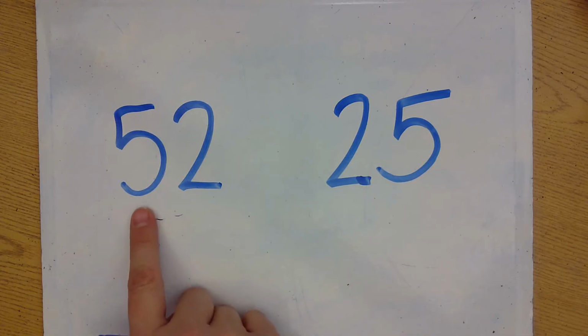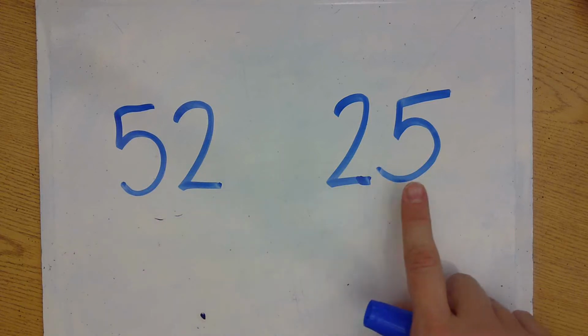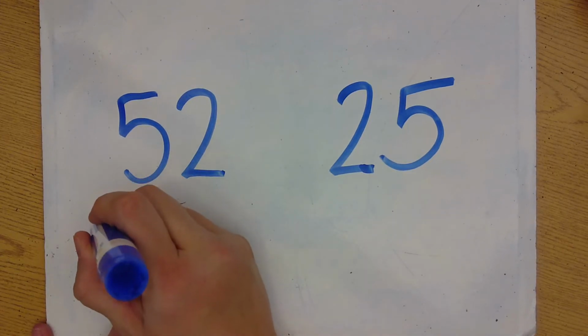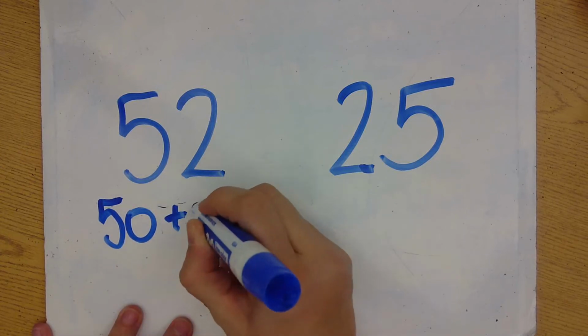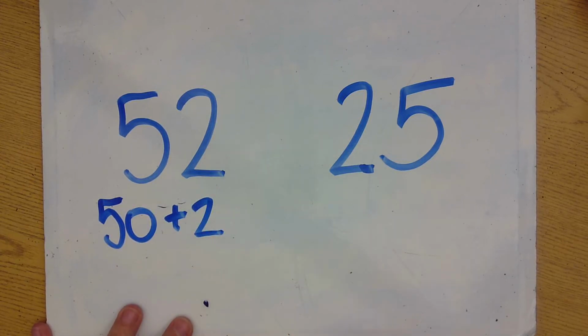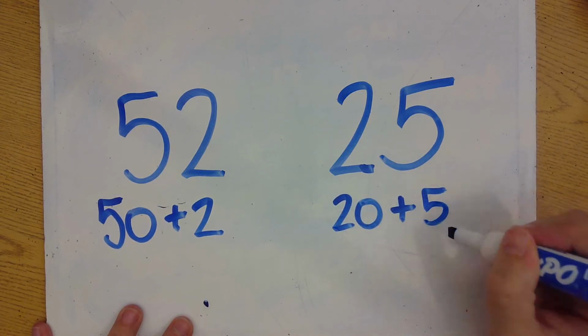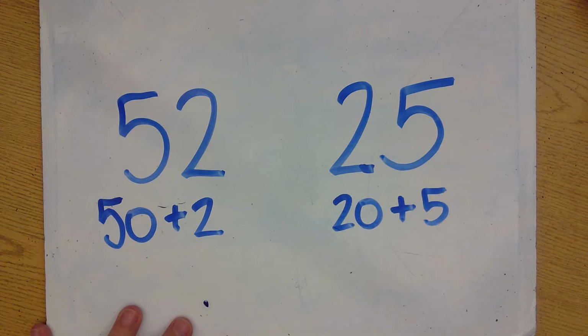The 5 in 52 is worth 50. So we say its value is 50. Whereas the 5 in 25 is worth 5 ones, otherwise known as just plain 5. When we break these numbers apart, this is what it would look like. 50 plus 2 equals 52. 20 plus 5 equals 25.